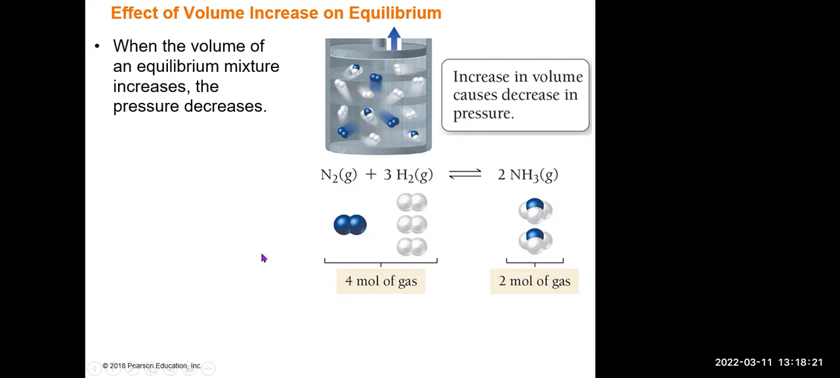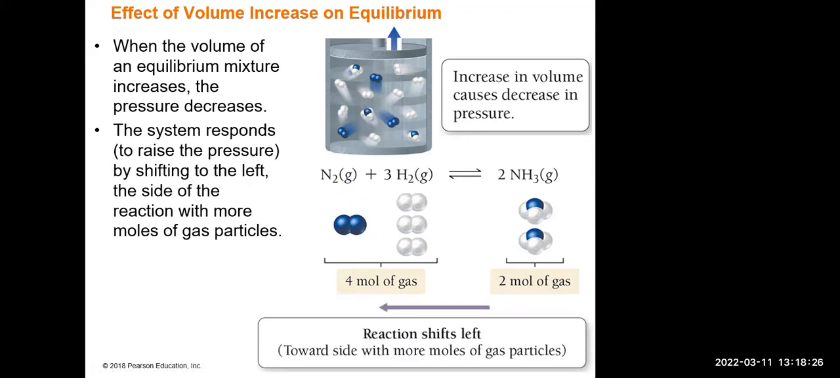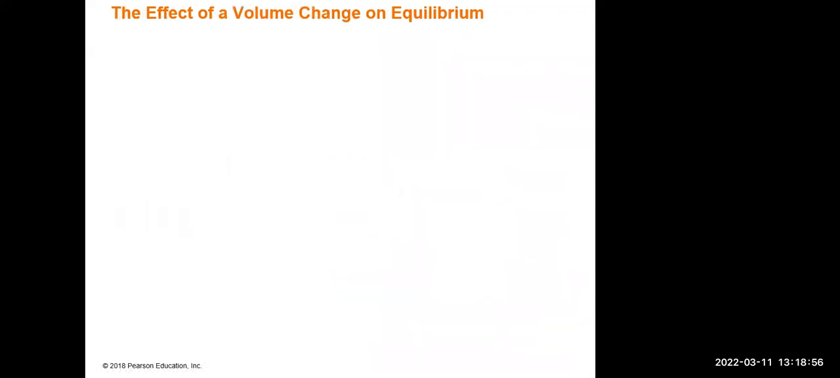If you increase the volume, your reaction will shift to the left, because the chemical equilibrium tries to counter the disturbance. If the disturbance is decreasing pressure, the equilibrium tries to increase the pressure by producing more gas. So when the equilibrium shifts from right to left, it uses some gas but produces more gas. The net change, if you shift to the left, is more gas.